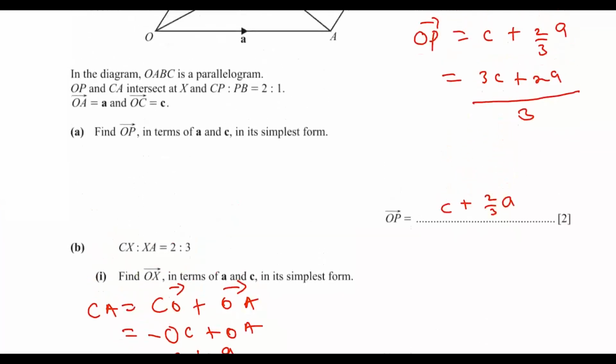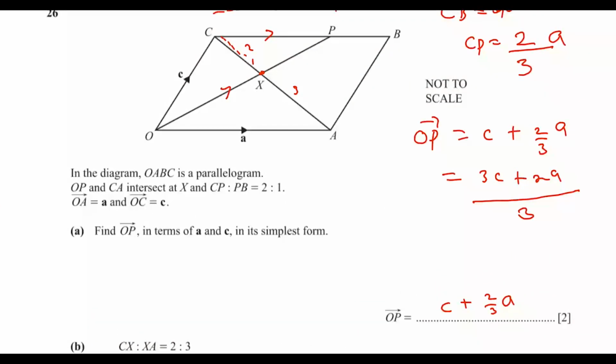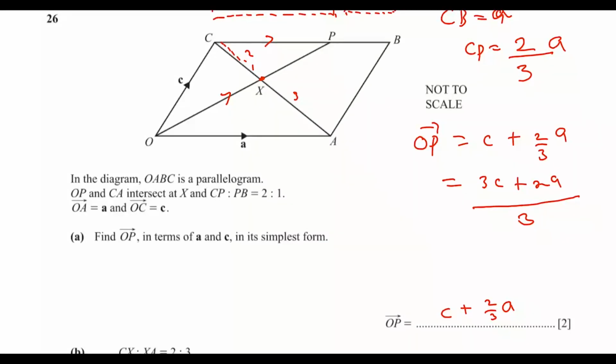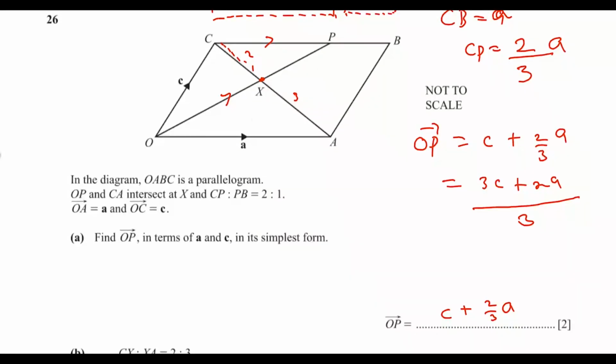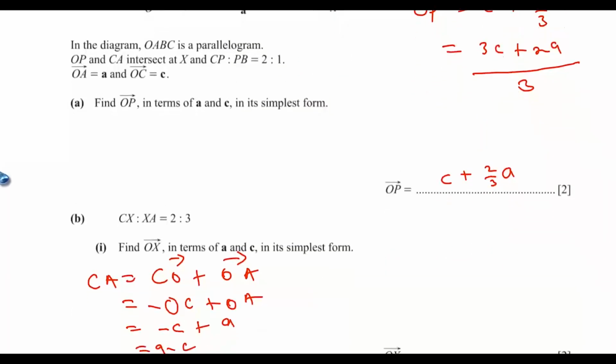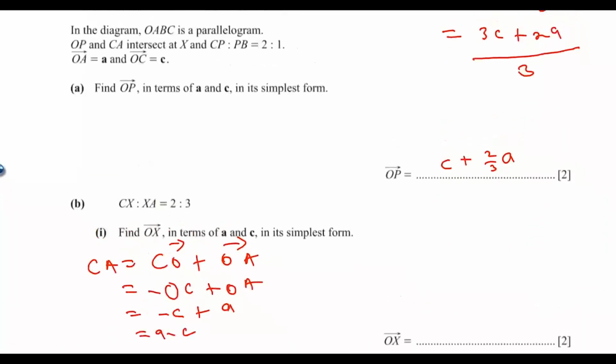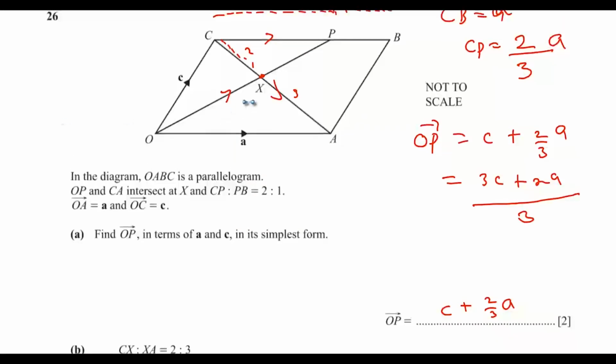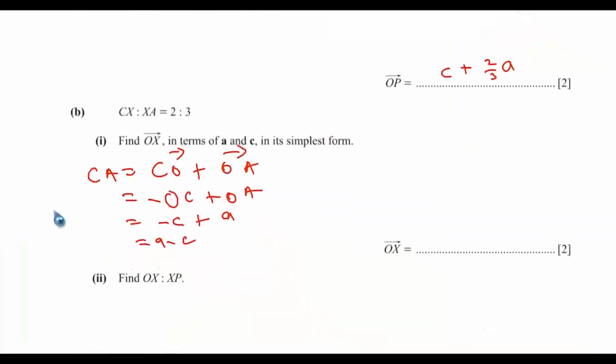So we want to get vector OX. We need to get either CX or XA. Since we have found CA, it is easy to find either of CX or XA. So let's take a stand. We want to get OX. Let's go through this route, that is OX equals OC plus CX. This is the route we want to use.